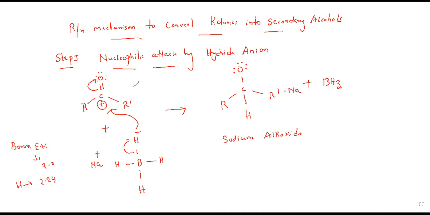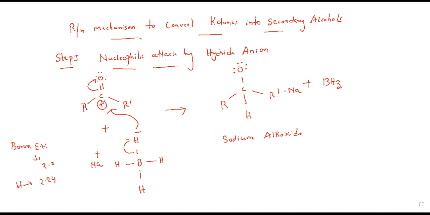So this is the first step, nucleophilic attack by hydride anion. Initially, this is your ketone, right? The pi bond will migrate towards oxygen. Therefore, carbon gets electron deficiency.